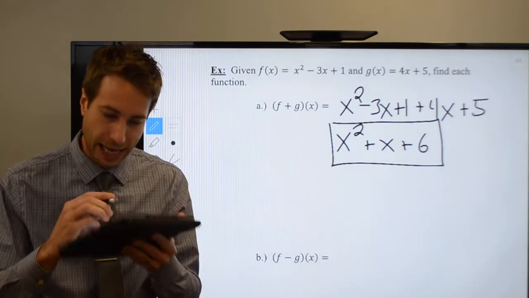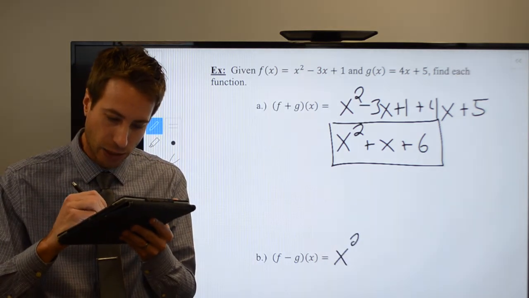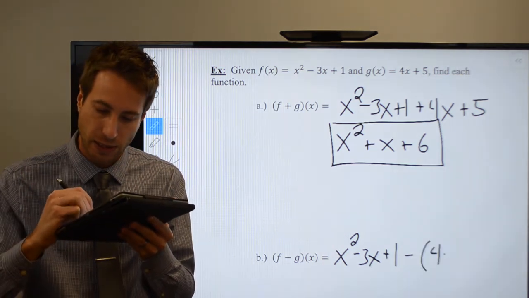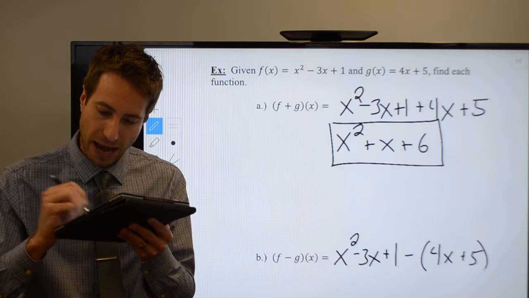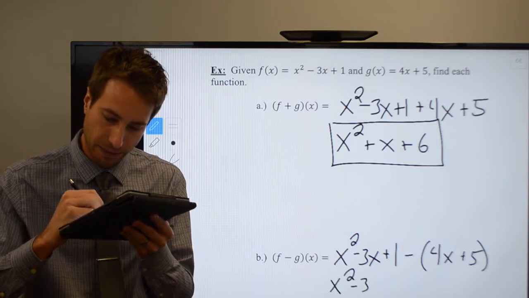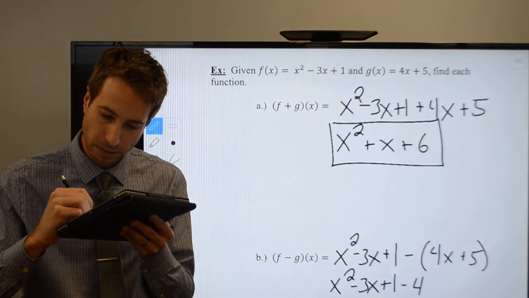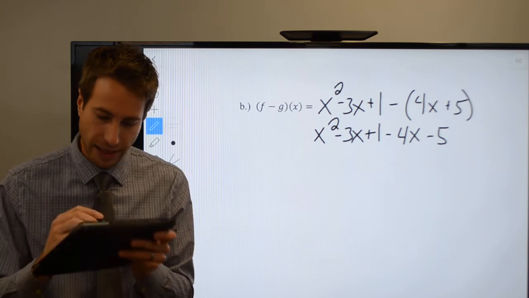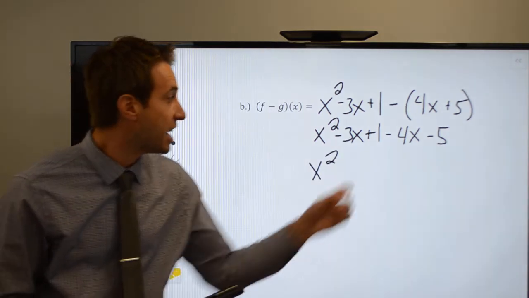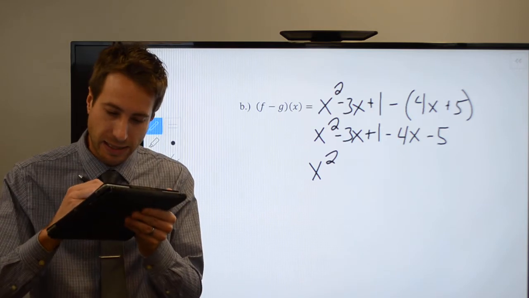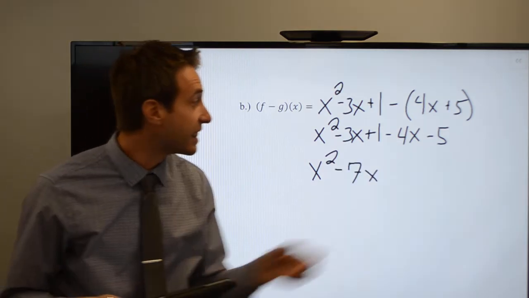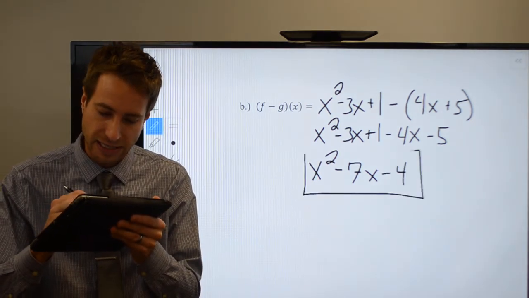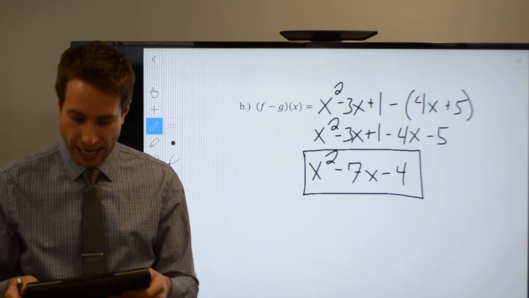This one down here, subtracting, don't forget to put it in parentheses: x squared minus 3x plus 1 minus, put g of x in parentheses, 4x plus 5, distribute that minus sign. And let me slide up so you can see it. There we go. Combine like terms. It's going to be x squared, negative 3x minus 4x, minus 7x. And then a positive 1 and a minus 5 is going to be a minus 4. There's my difference function.